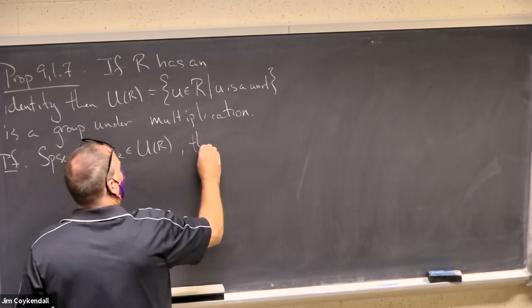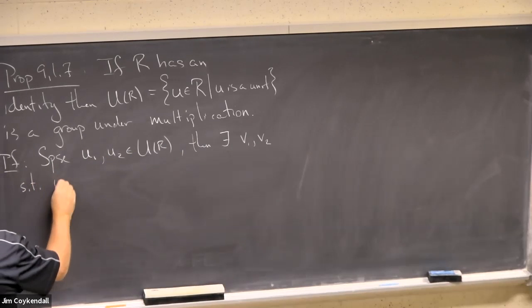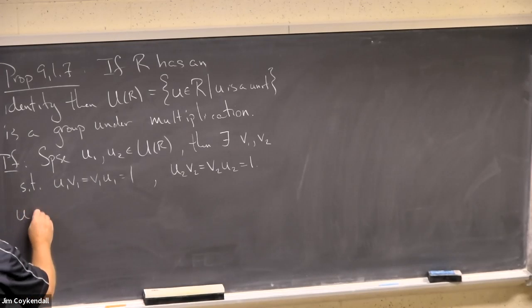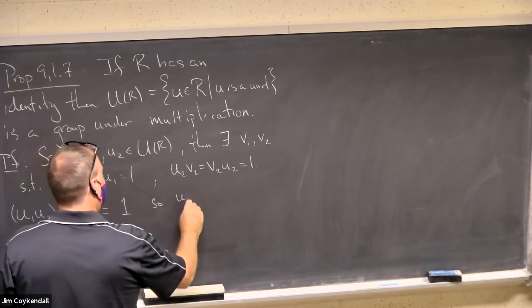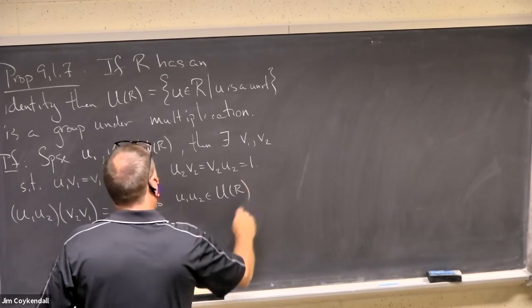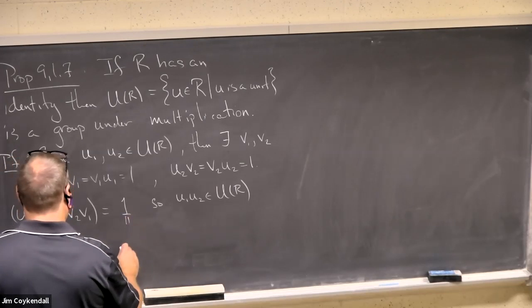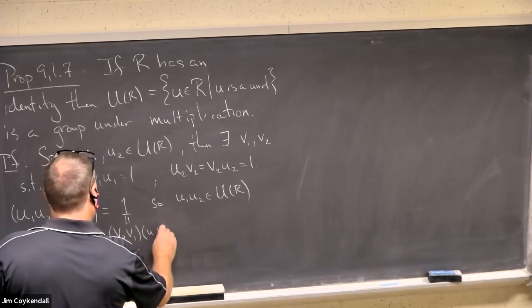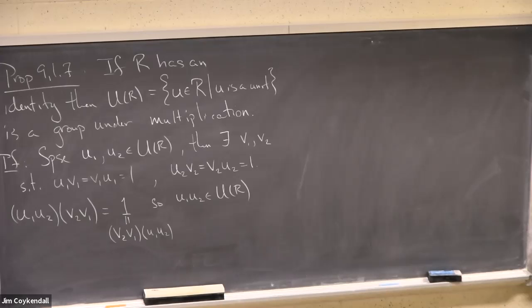Notice the product of 2 units is still in there, because if you multiply U1, U2 by V1, V2, and also on the other side, let me be careful, these collapse to 1 and then the outer ones collapse to 1. So the product of 2 units is a unit. That's good.